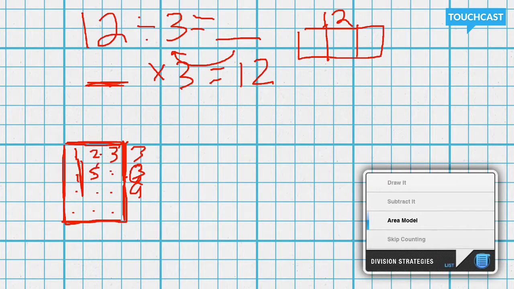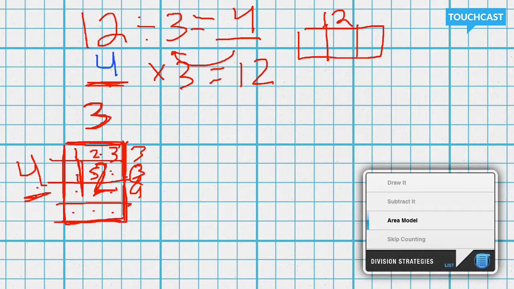And so we know this area in the middle is 12. We knew we had 3 on the outside. And now we just need to figure out how many rows we made. So we made 1 row, 2 rows, 3 rows, 4 rows. So that means this quotient is 4. And that makes sense because 4 times 3, let's check if 4 times 3 is 12.